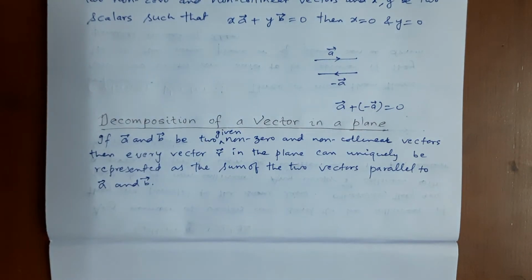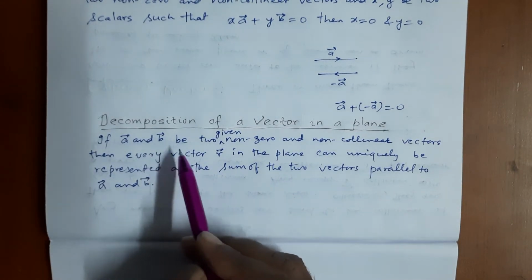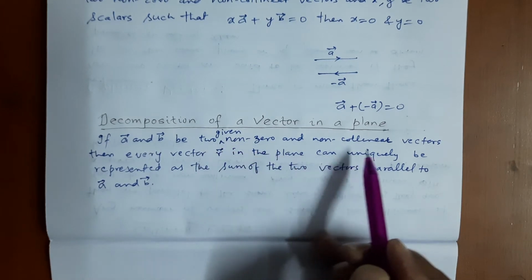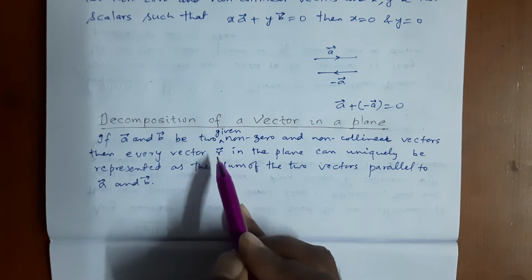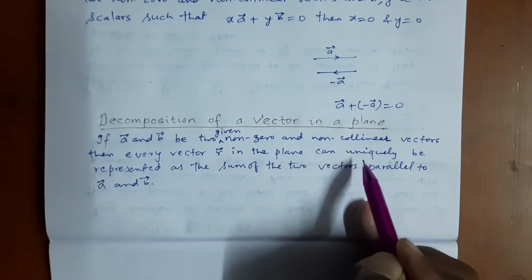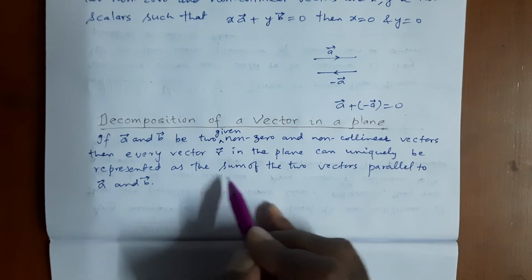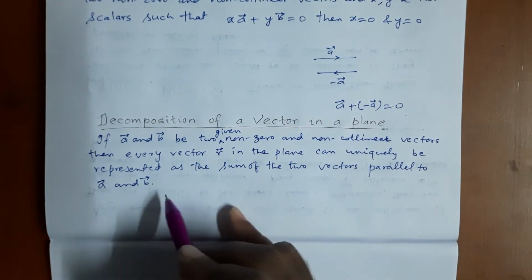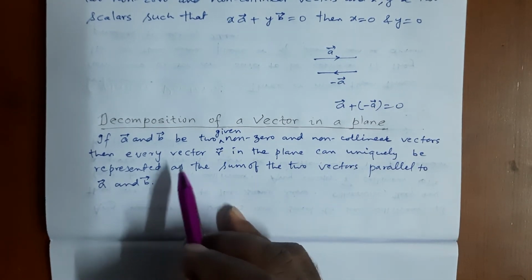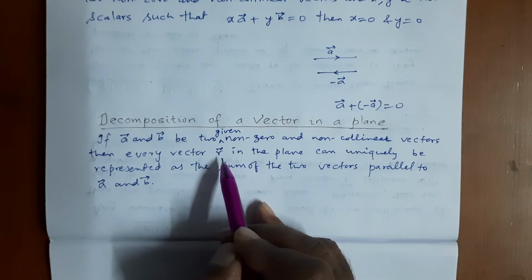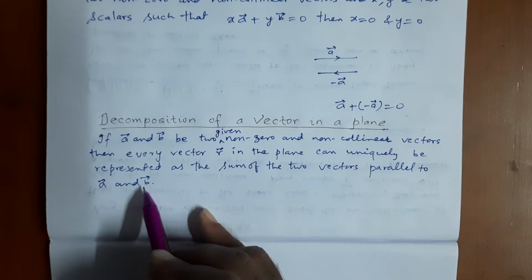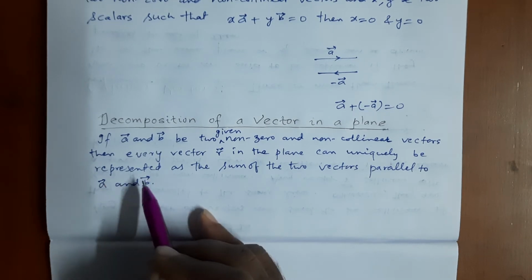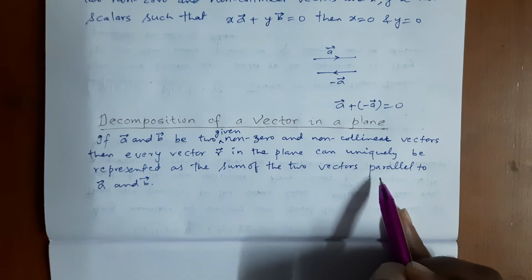Okay, so here A and B are two given non-zero and non-collinear vectors. Then every vector R in the plane can uniquely be represented as the sum of the two vectors parallel to A and B. So this R equals some scalar times A plus some scalar times vector B. In that way, we have unique representation, meaning we have only one type of representation.